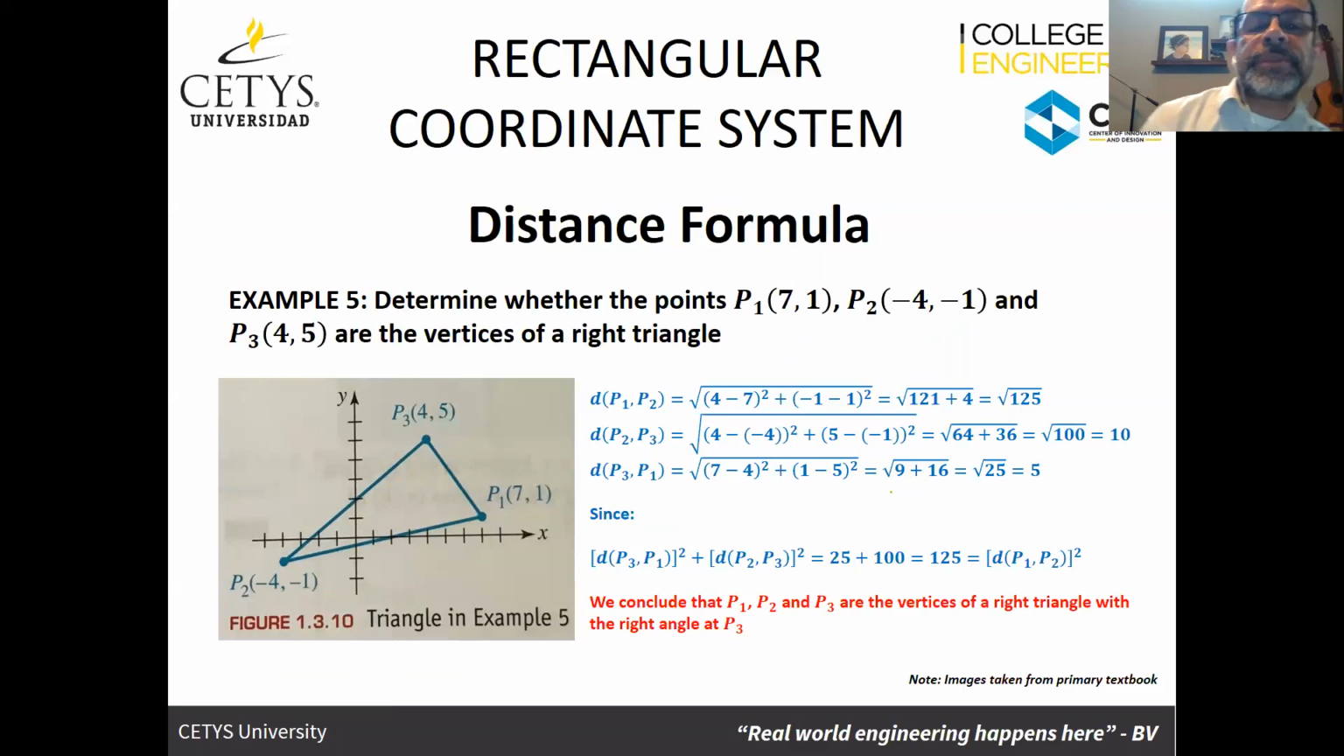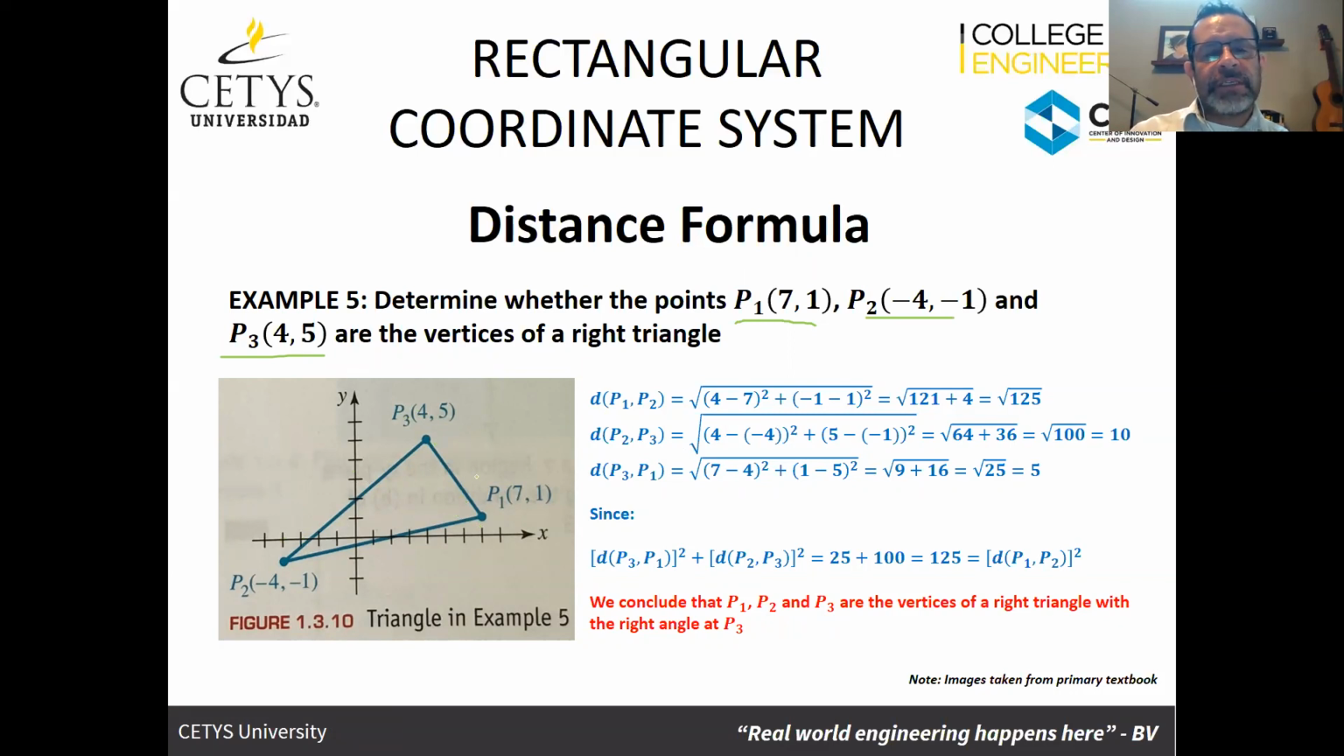Now the other problem said, how can we determine if 3 points are vertices of a right triangle? We know they form a triangle. We don't know if they form a right triangle. So what do we do there? First, we place the 3 points on the XY plane. Here's point 1, point 2, and point 3. We're just plotting them, and then we join them. From the figure, I still don't know if it's a right triangle or not. So what we're going to do is calculate all 3 distances of the triangle.